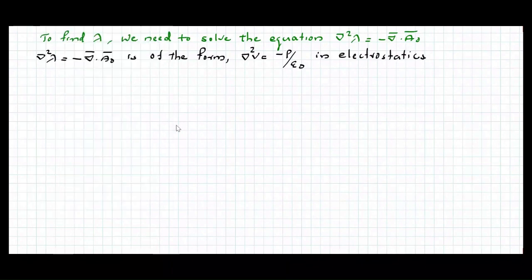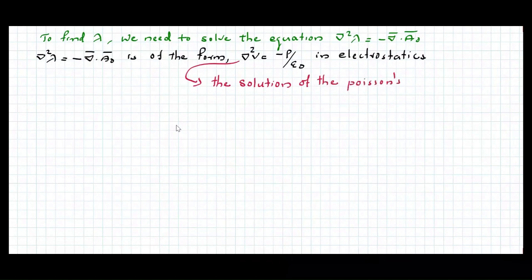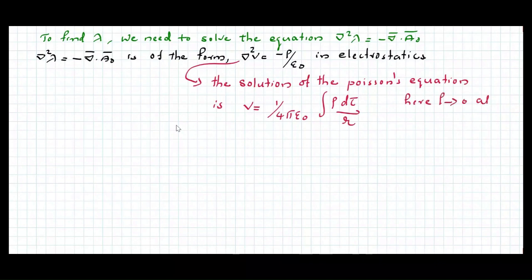This equation, del square lambda equal to minus del dot A0, is of the form del square V equal to minus rho by epsilon 0, a well-known equation that we have studied in electrostatics. This equation is called Poisson's equation. The solution of Poisson's equation that we have already studied gives the value of the scalar potential V, which is equal to 1 by 4 pi epsilon 0 integral rho d tau by r.